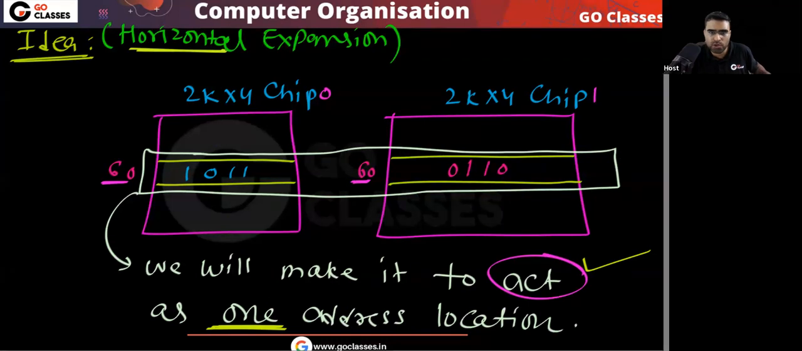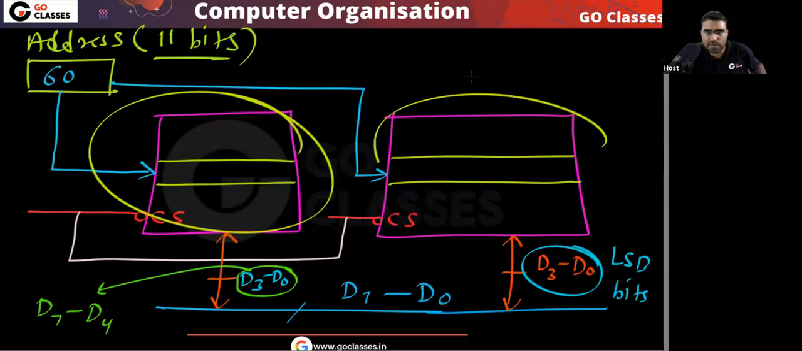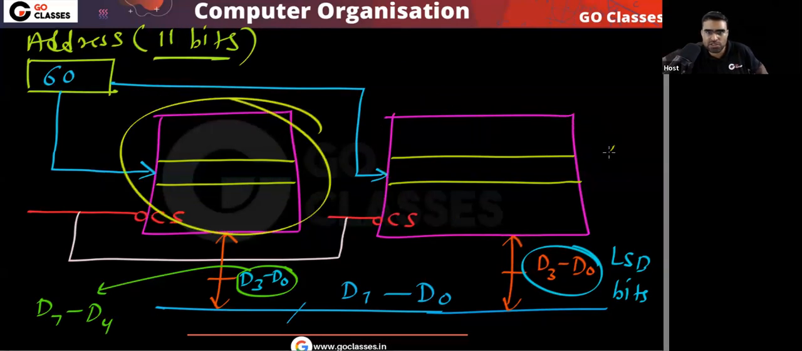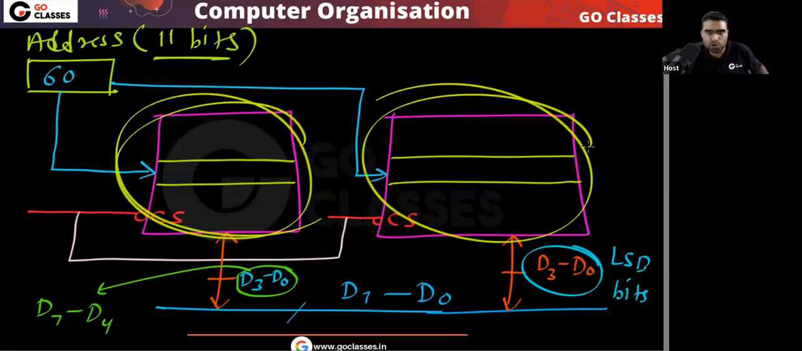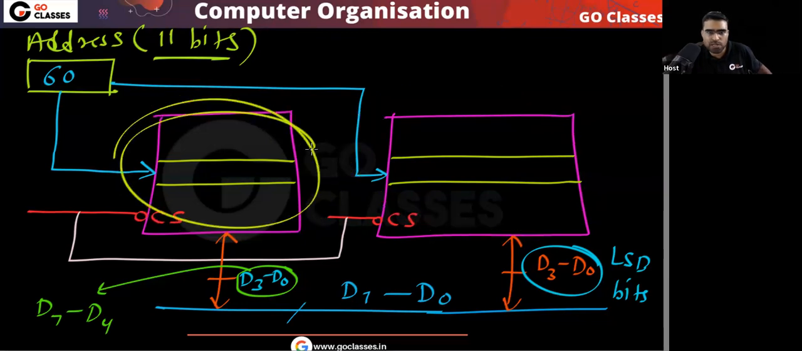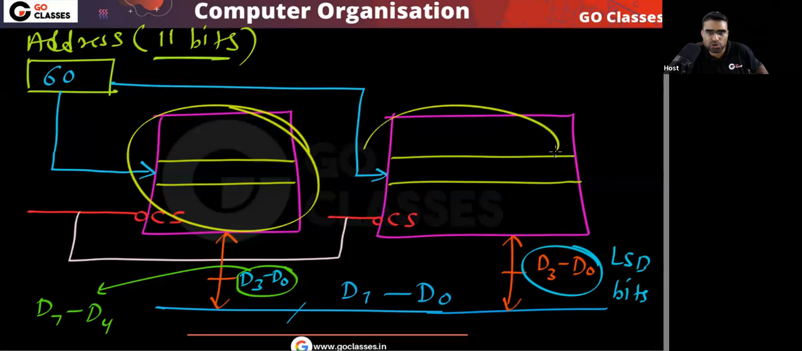I told you, what we will do is connect their chip select. This memory chip is your chip 0, this is your chip 1. We will connect their chip select. So when you activate this chip, then this chip also will be activated. Basically, both of them will be activated simultaneously. And the same address will activate this chip also.